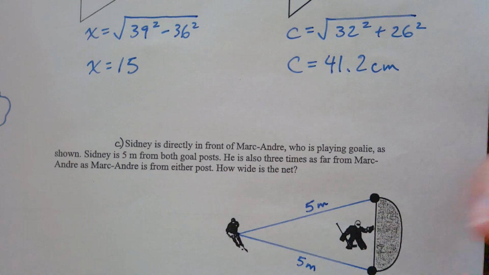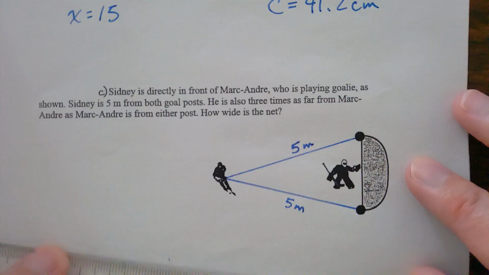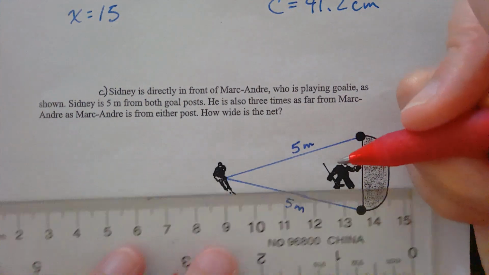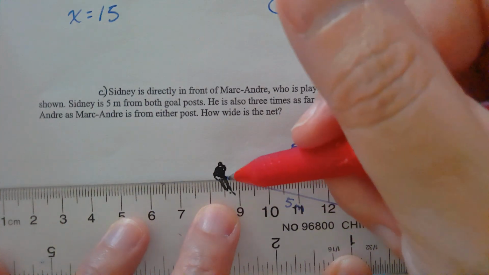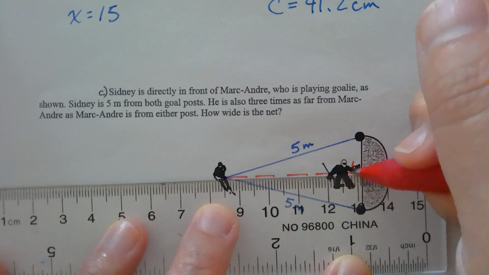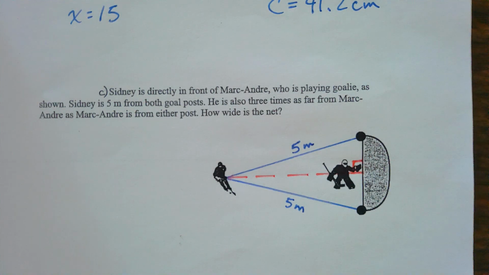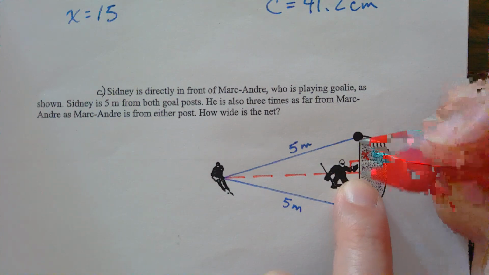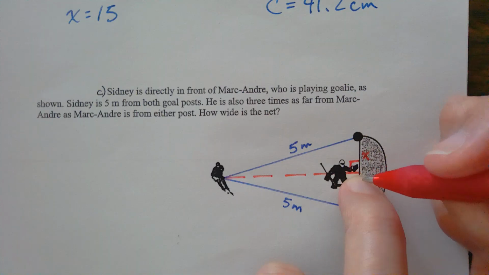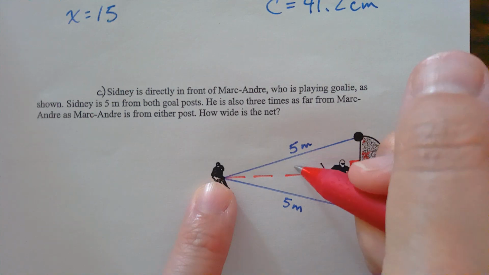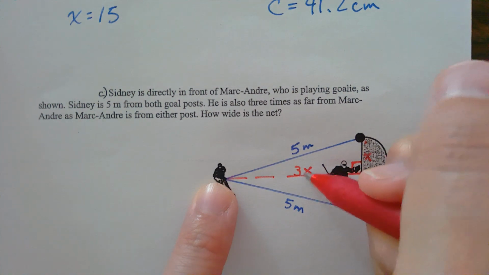So I see an isosceles triangle right here, but isosceles triangle doesn't help us. What kind of triangle helps us? Right angle, right? So I'm gonna instead do this. So that's my right angle right there. So the goalie is X distance away from the post. And then between the Sydney and the goalie is 3 times that distance. So this is 3x right here.